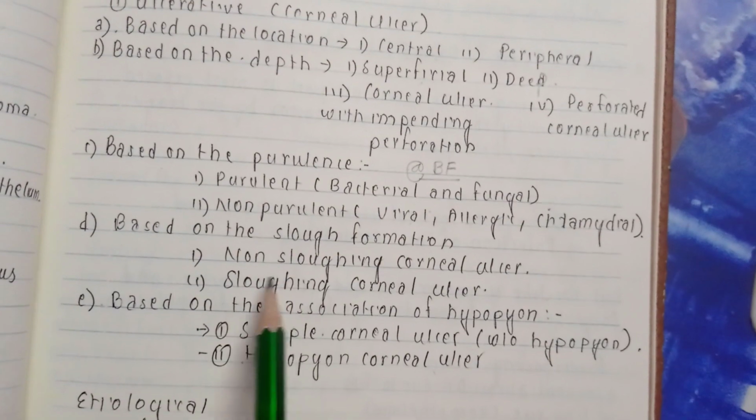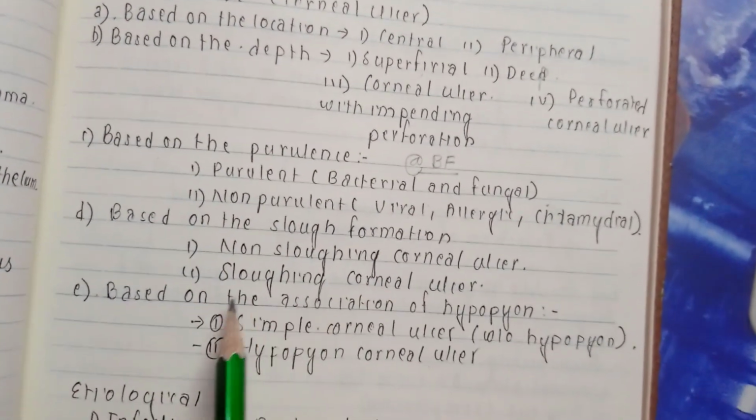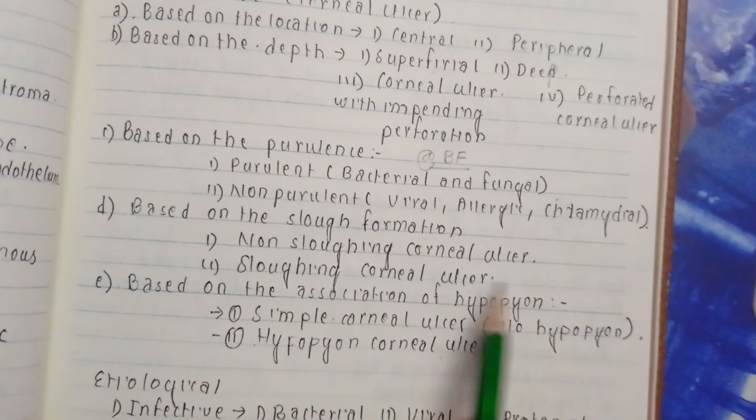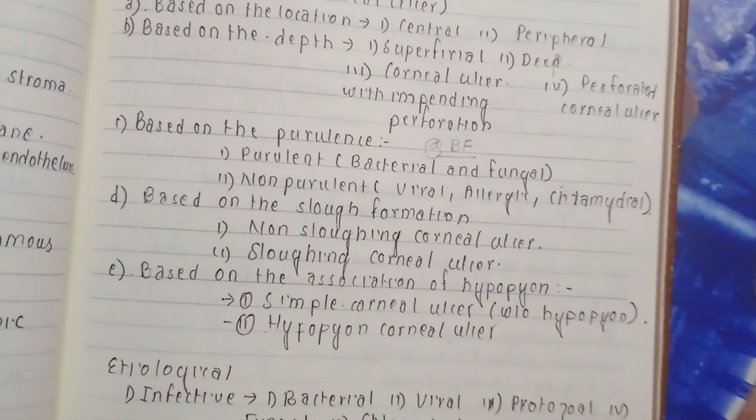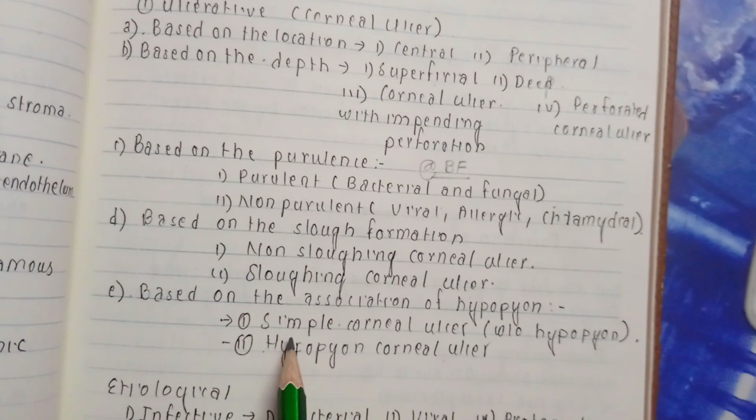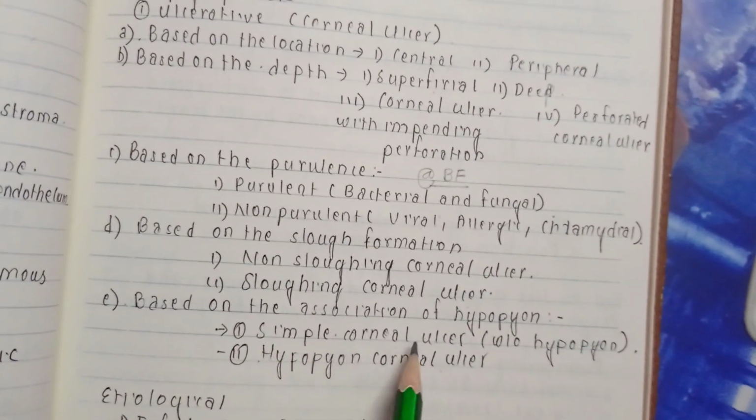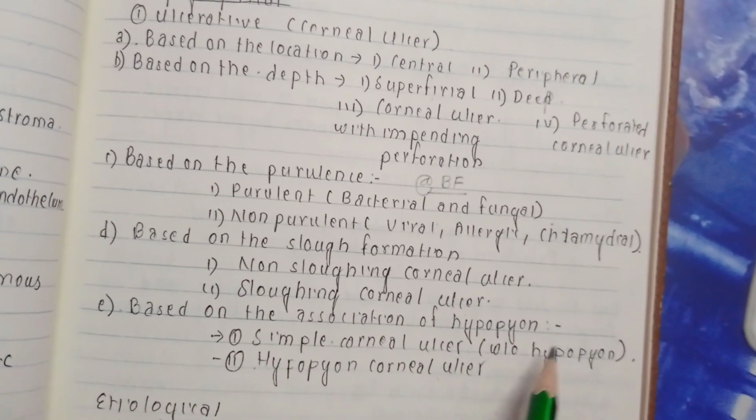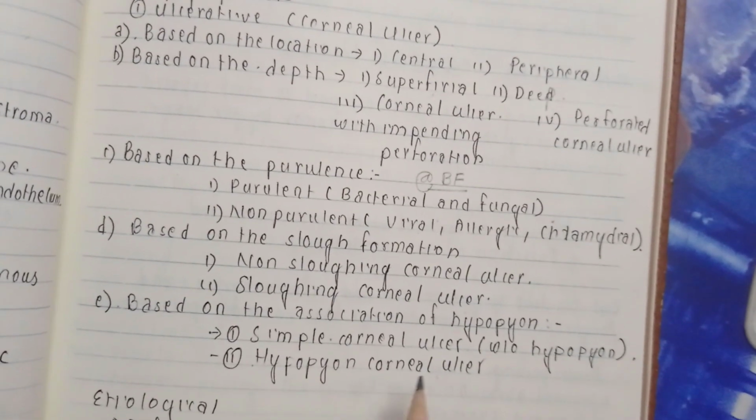Based on the slough formation, there is non-sloughing corneal ulcer as well as sloughing corneal ulcer. Based on the association with hypopyon, which is sterile pus, there are two types: simple corneal ulcer, which is without hypopyon, or hypopyon corneal ulcer.